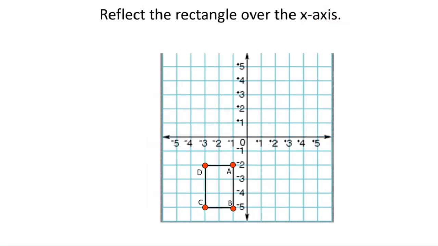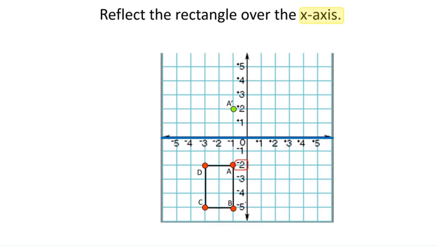So now let's reflect a rectangle. So we're going to reflect this rectangle over the x-axis. Remember, the x-axis goes horizontally. So we'll be flipping the rectangle from below the x-axis to above the x-axis. So we'll start with point A, which is now at -2. We'll keep it on the same vertical line, but we will flip it to +2.